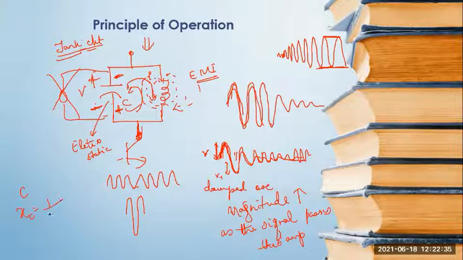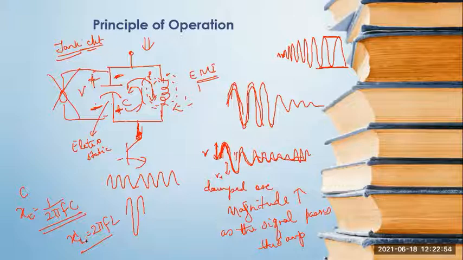Both L and C will depend on frequency. Remember, XC is 1 by 2 pi FC and XL is 2 pi F into L. So we know how to express the reactance of a capacitor. It is inversely proportional to frequency, whereas that of an inductor is directly proportional to frequency. So both L and C are frequency dependent elements. Choosing proper values of L and C will help us determine the frequency of oscillation.